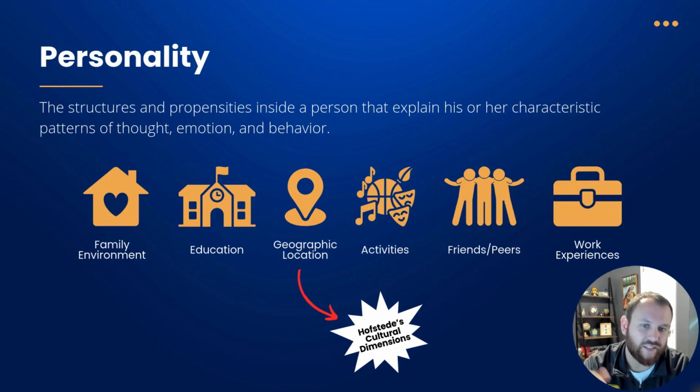So this geographic location leads directly into Hofstede's cultural dimensions, which is talked about in the textbook in this chapter. And it's a super critical thing to know about. There will be questions on the exam about Hofstede's cultural dimensions. So make sure that you read that very thoroughly.